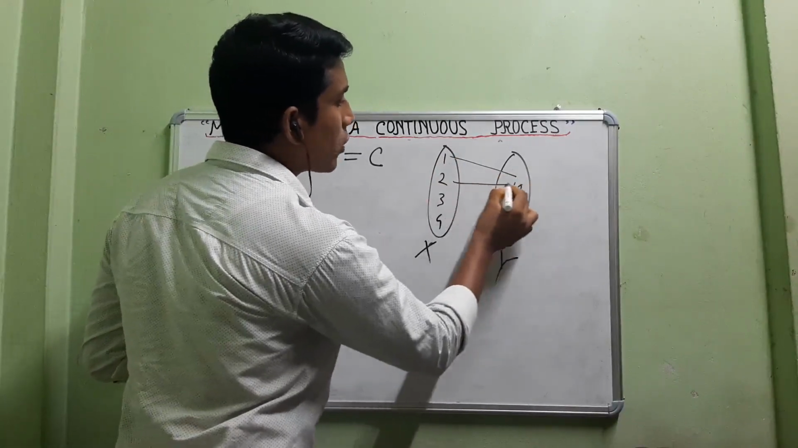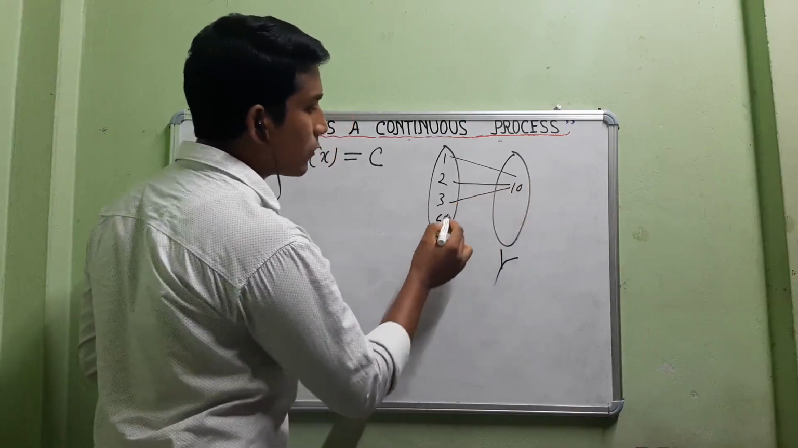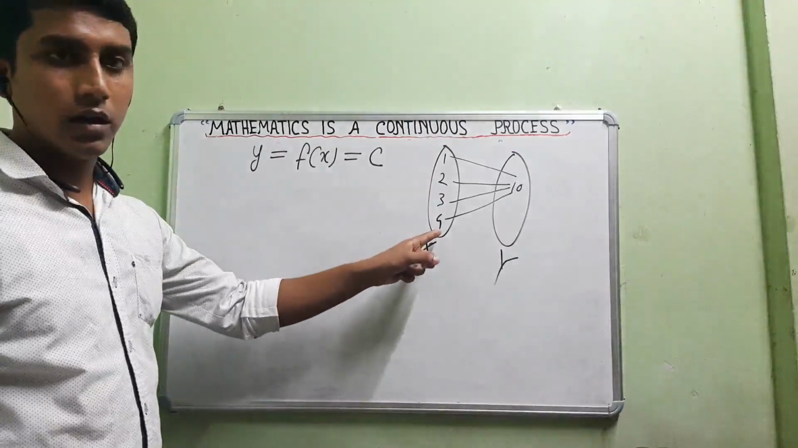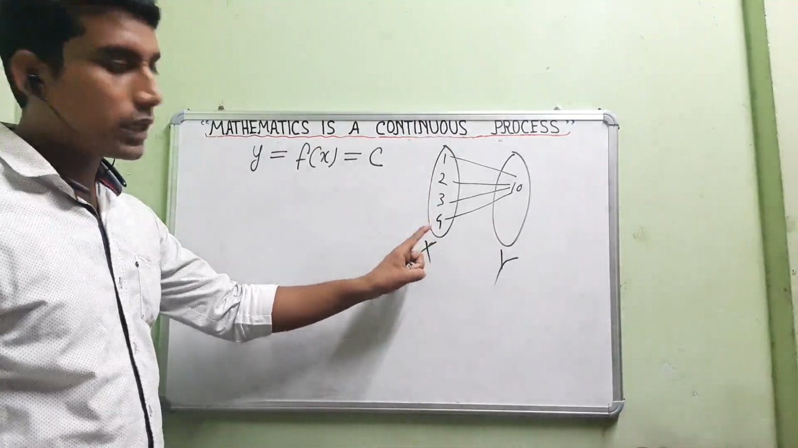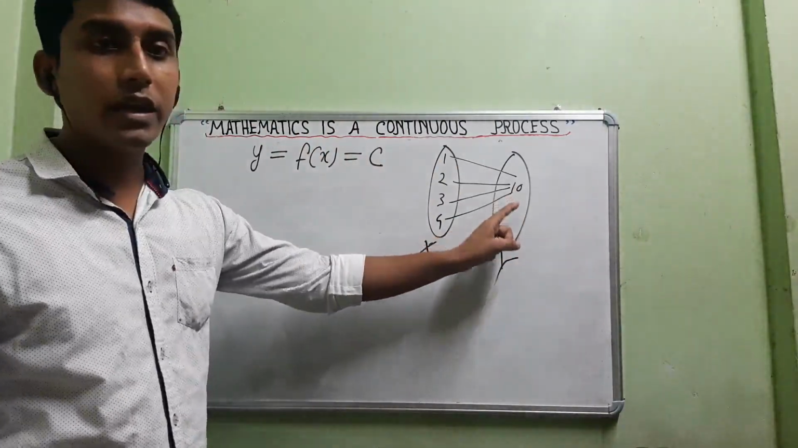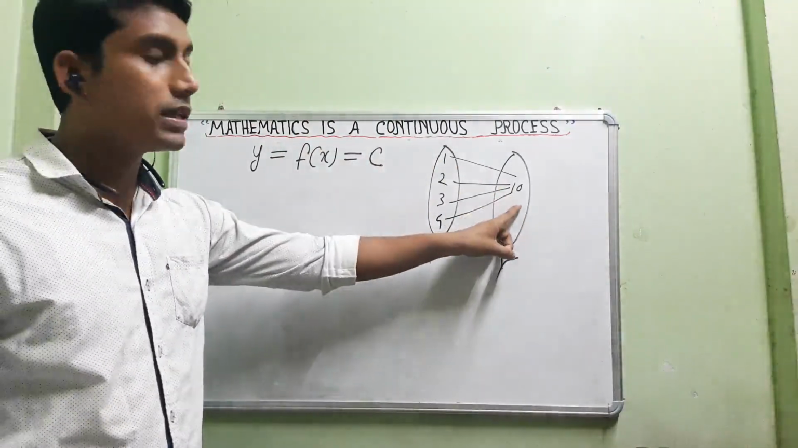For 2 also I got 10. For 3 also I got 10. For 4 also I got 10. Whatever change you take in the domain, in the values of x, you will get no change in the value of y. That one will always remain fixed.